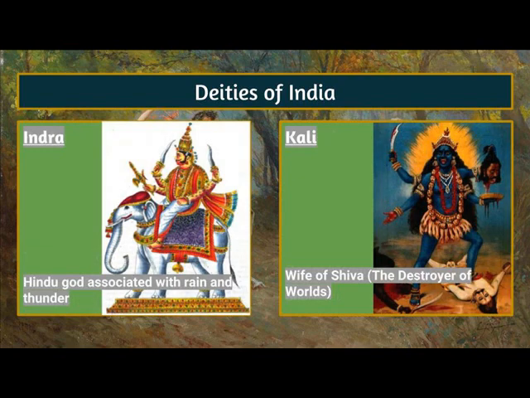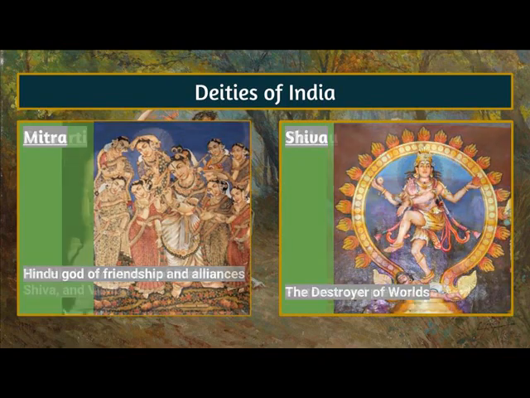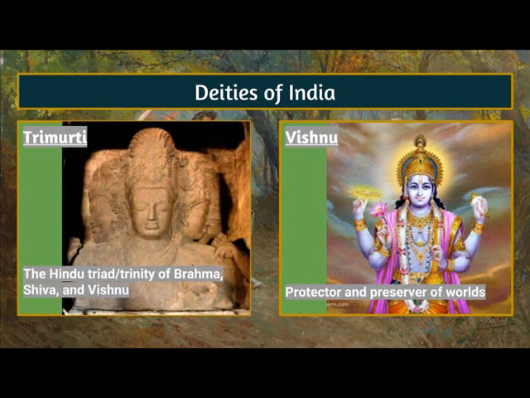Kali, wife of Shiva, destroyer of worlds. Mitra, Hindu god of friendship and alliances. Shiva, the destroyer of worlds. Trimurti, the Hindu triad or trinity of Brahma, Shiva, and Vishnu. Vishnu, protector and preserver of worlds.